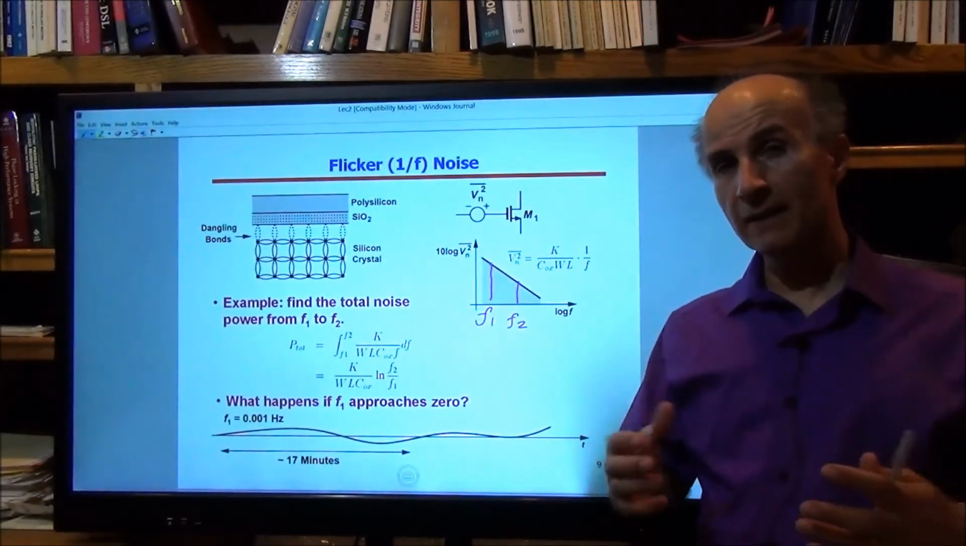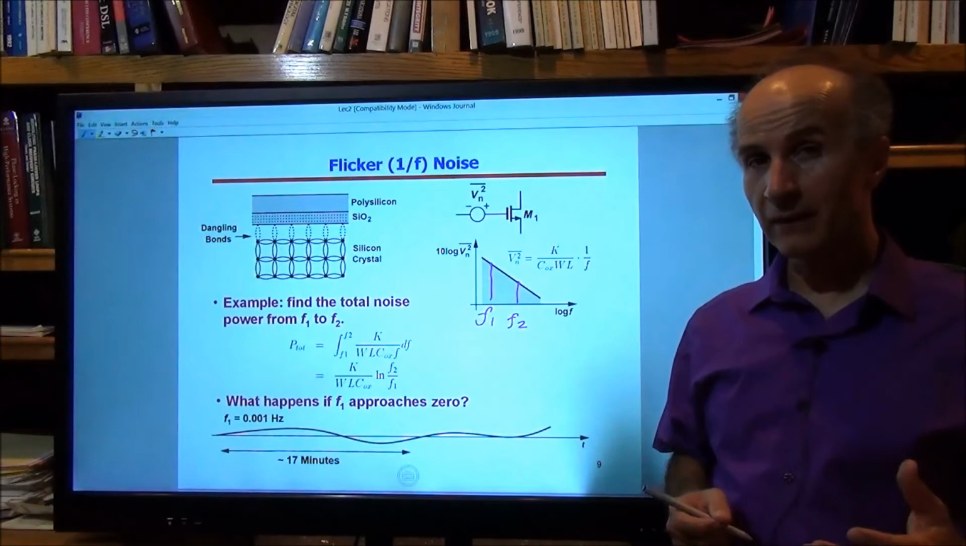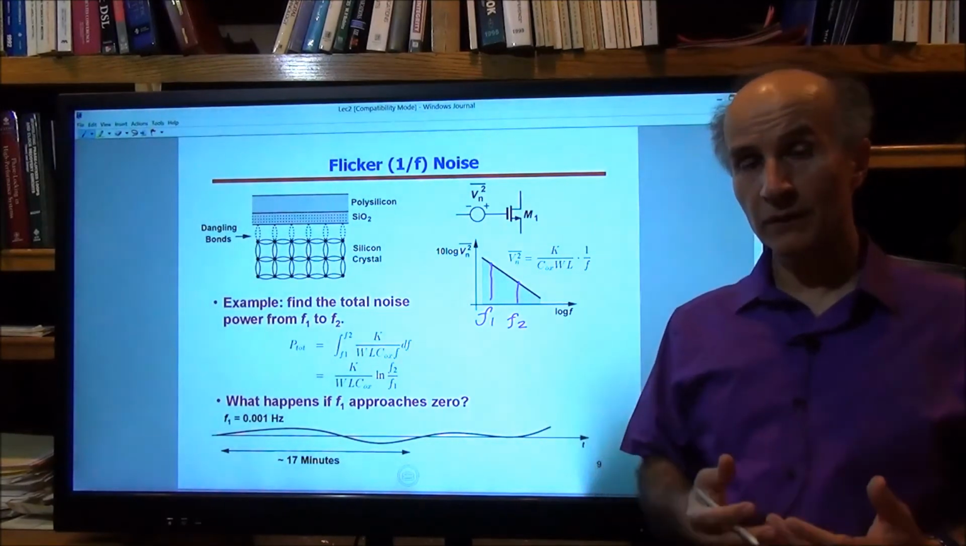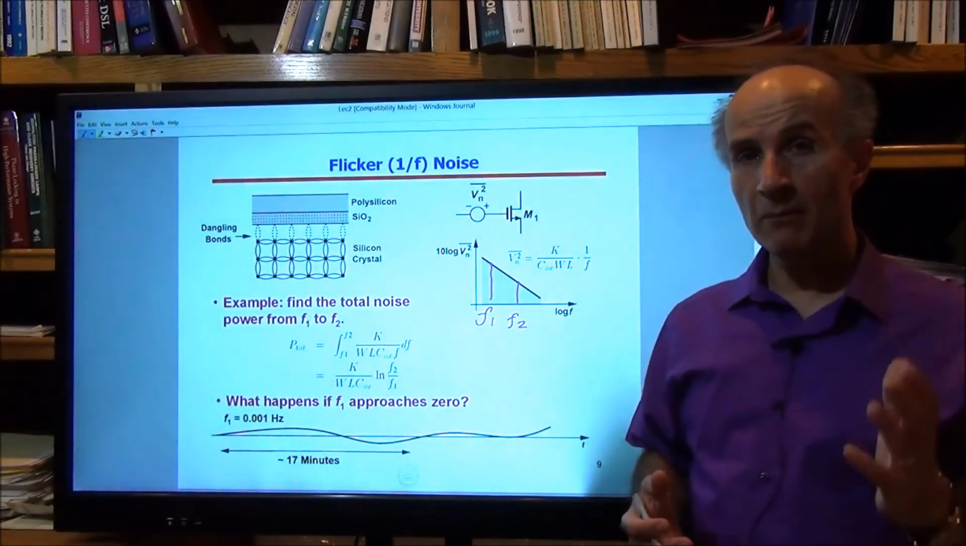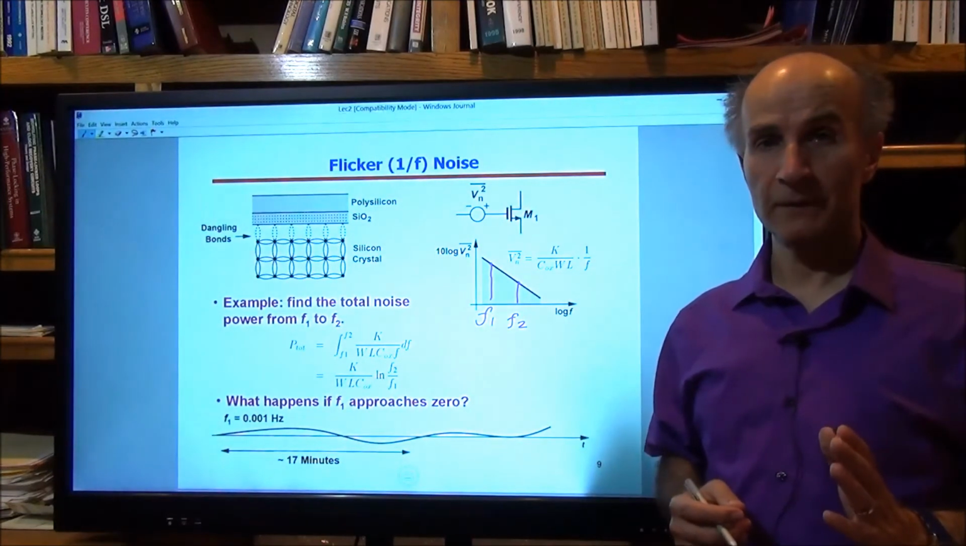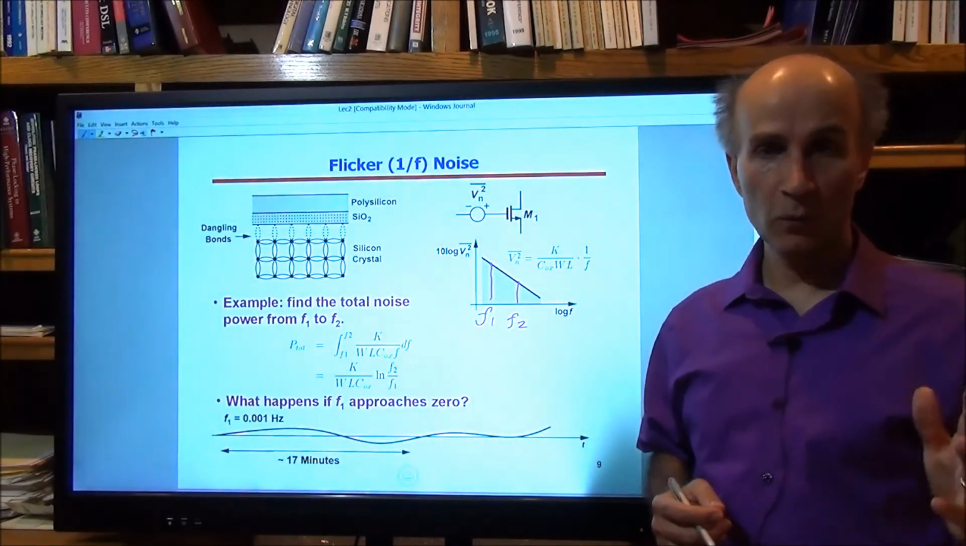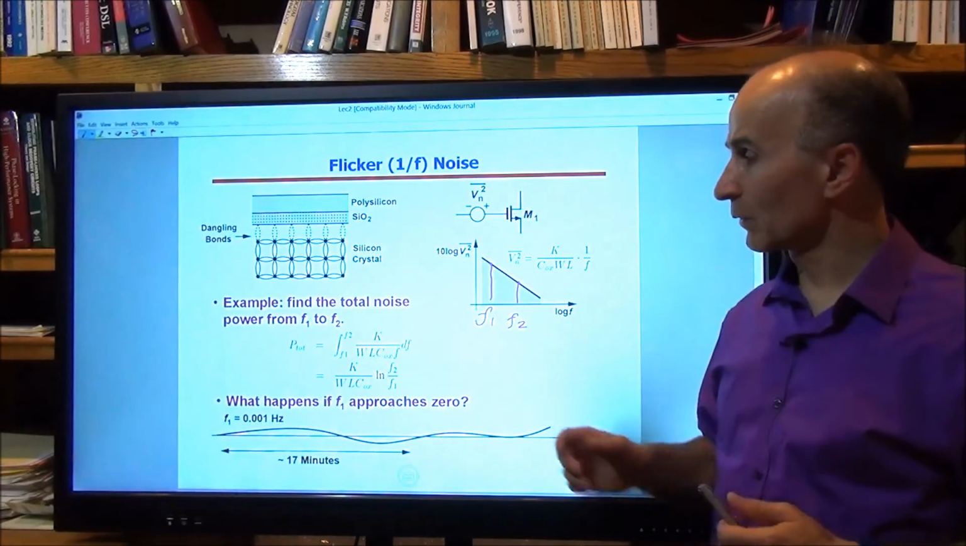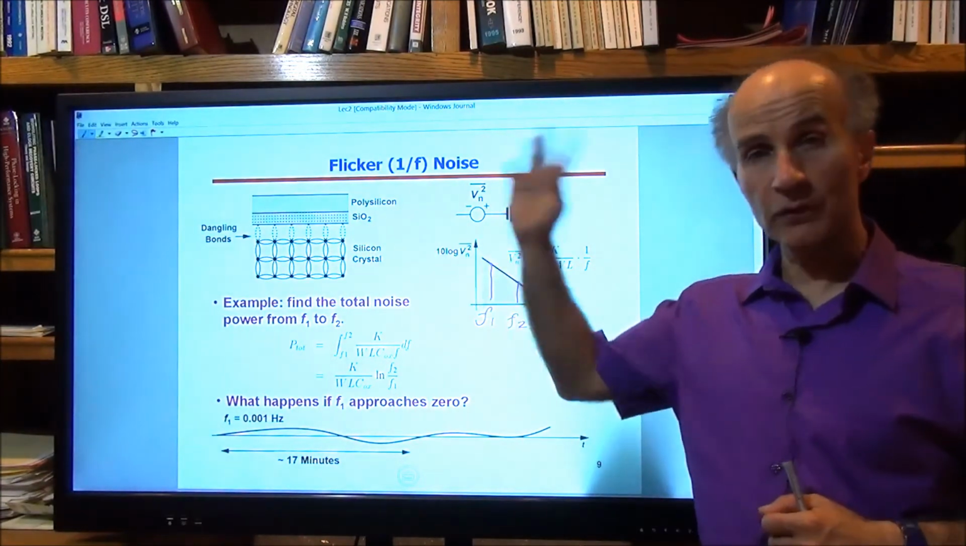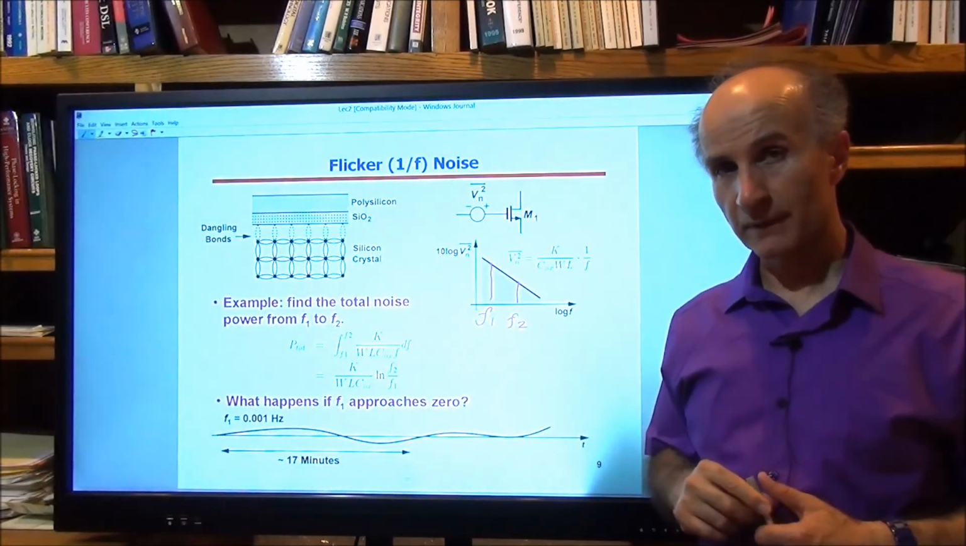Okay, so you can extend this and see that in reality, in practice, all circuits of interest to us have a minimum signal frequency of interest, below which we are not really worried about the noise. So we really don't worry about the fact that this noise might go to infinity at zero frequency.